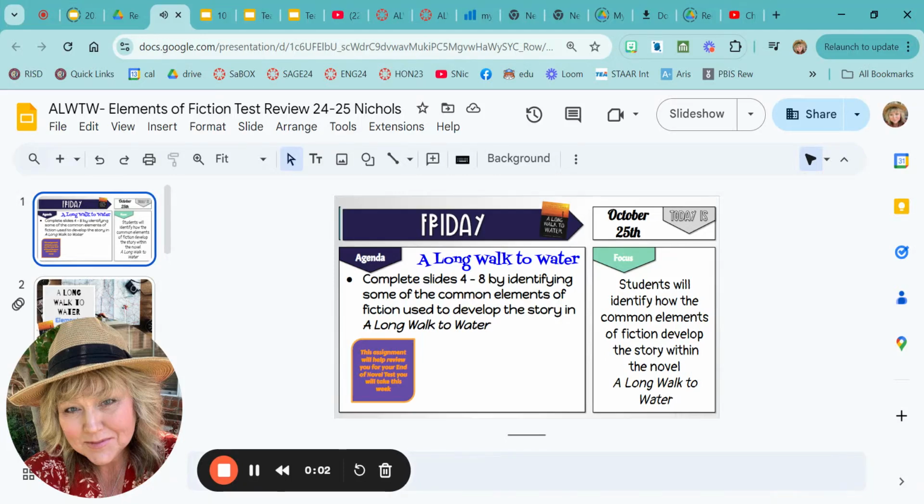Hello, this assignment is for your end of unit Elements of Fiction test review for reading A Long Walk to Water. What you will do is read through slides 4 through 8 and identify some of the common elements of fiction used to develop the story in A Long Walk to Water. And please be aware that this assignment will also help review for the end of novel test that you will take this next week.